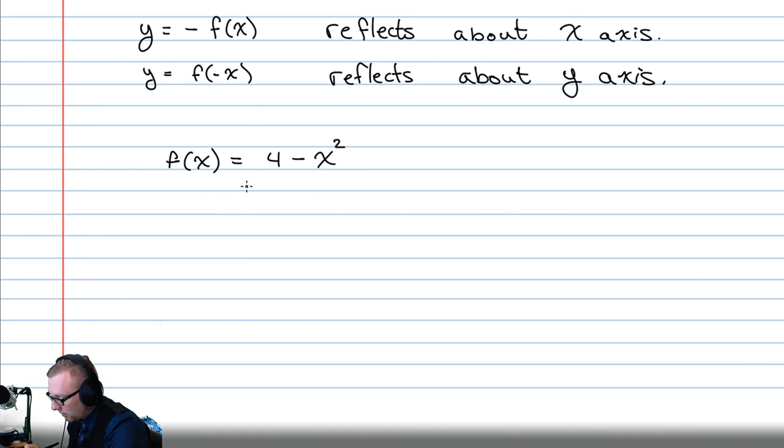First we're going to start with rearranging it just to make it look a little nicer for you. Negative x squared plus 4.